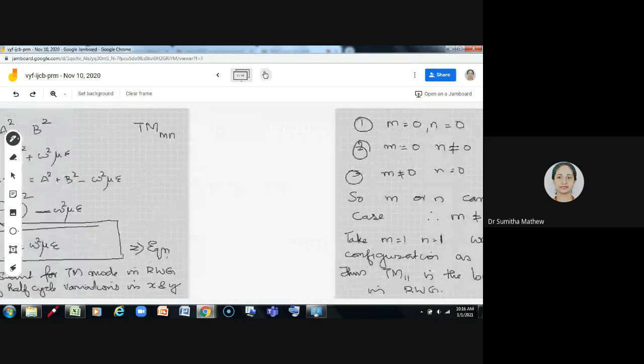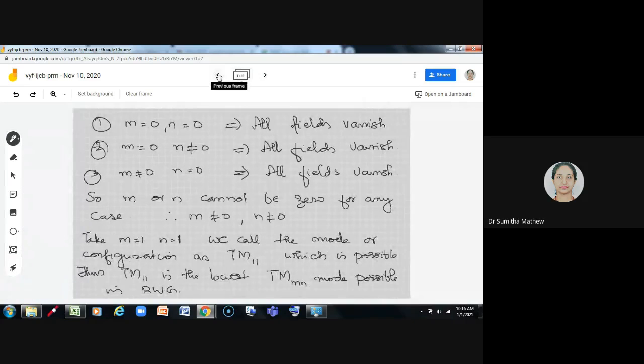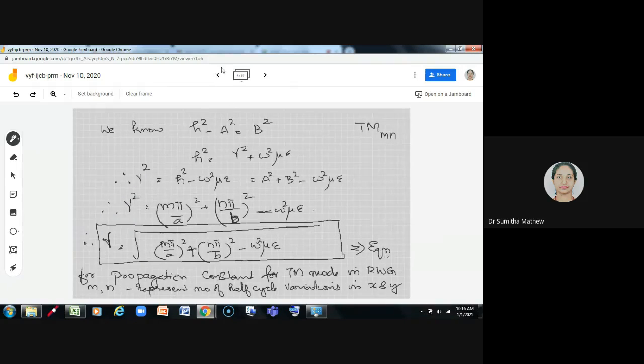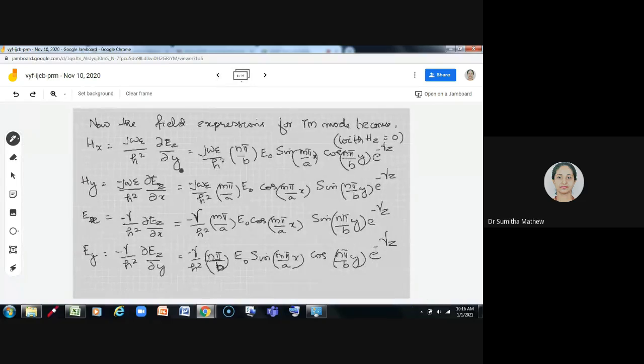Now what? Now we can have any possible value for m and n. First, let us start with 0. Both m and n are 0. Suppose, what happens in the field expressions here? These are the field expressions which we got. M and n are both 0. What happens? Here, n equal to 0 means n pi by b becomes 0, so Hx will become 0. Second one, Hy has m pi by a. M equal to 0 means that also will become 0.